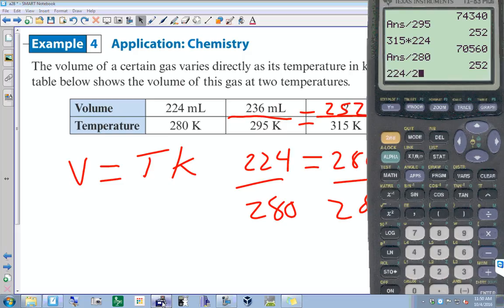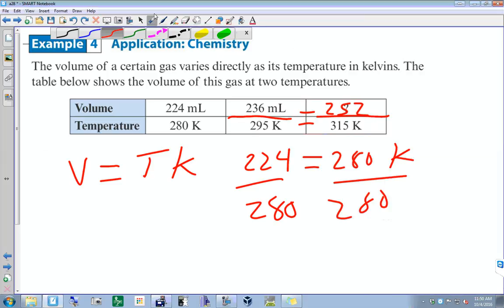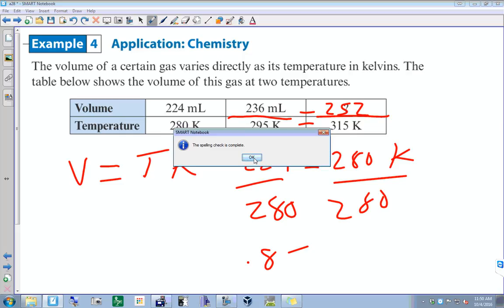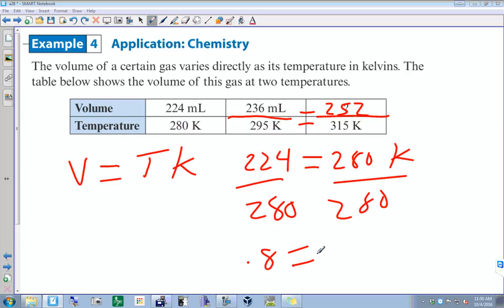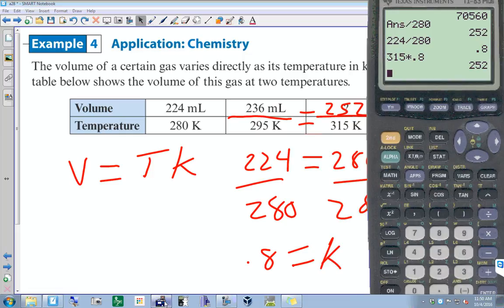So we end up with, calculator, 224 divided by 280, and I end up with 0.8. So 0.8 is equal to K. So that means I should take 315, multiply it by 0.8. Is that going to work? 315 multiplied by 0.8, 252.